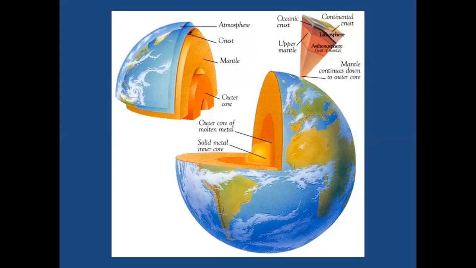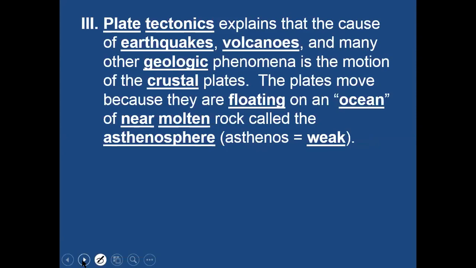And then on top of that, we have this very, very thin layer called the crust. And that crust is broken up into plates. And because the mantle is moving and has this convection current, those plates are going to shift from time to time. So now we're back here to plate tectonics. Plate tectonics explains what causes earthquakes and volcanoes and other motions that we see in the crustal plates.